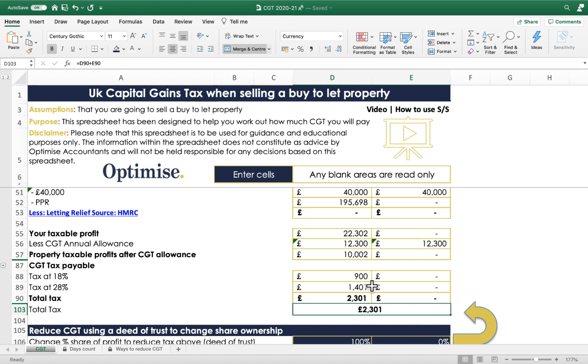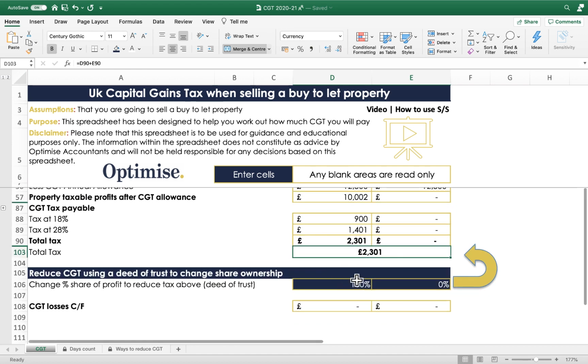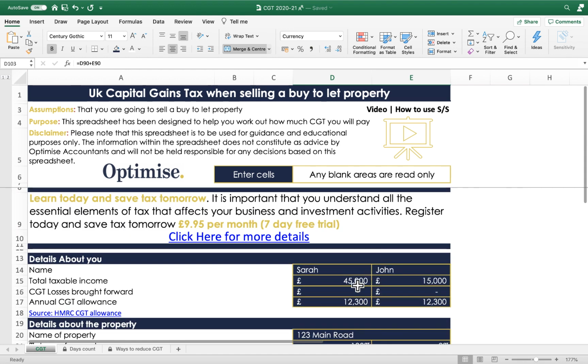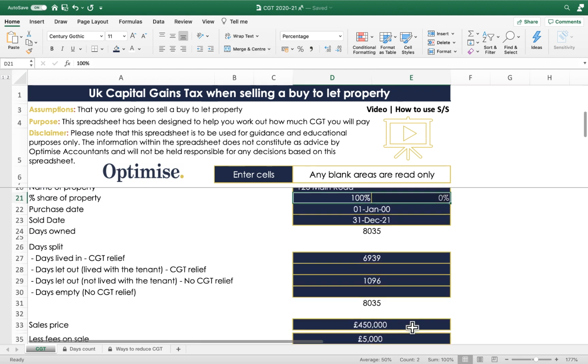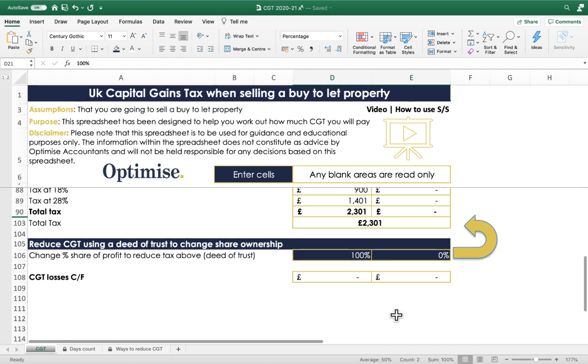But we don't want to do that, and that's where this spreadsheet would really help you to reduce your tax liability, because you're saying, well, the property was owned 100%, but I really want to utilize the CGT annual allowances for John. So why don't I tweak around with these numbers? And that's easy to do. So what we could say is, well, hold on a minute. We know that John's a basic rate taxpayer. Sarah is a higher rate taxpayer. Why not change the percentages? All right, let's go ahead and do that.